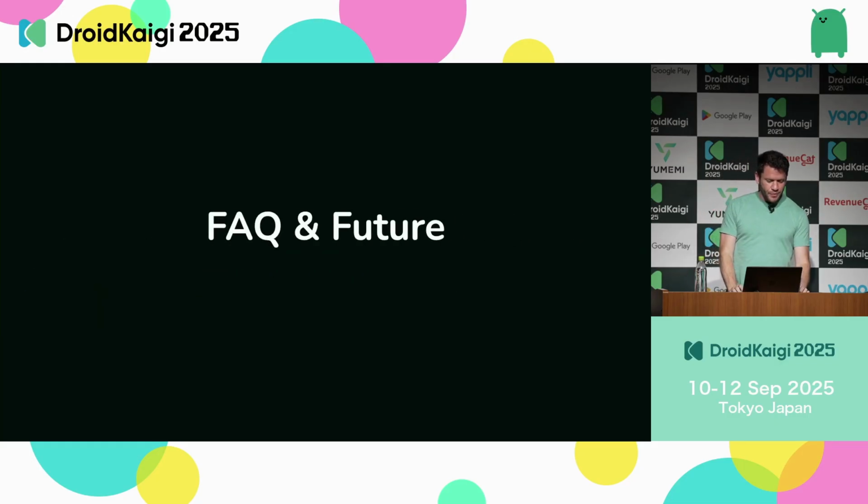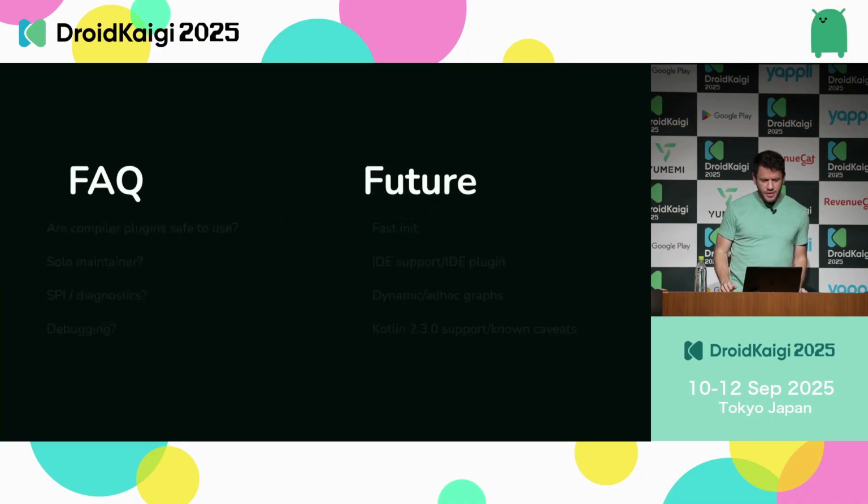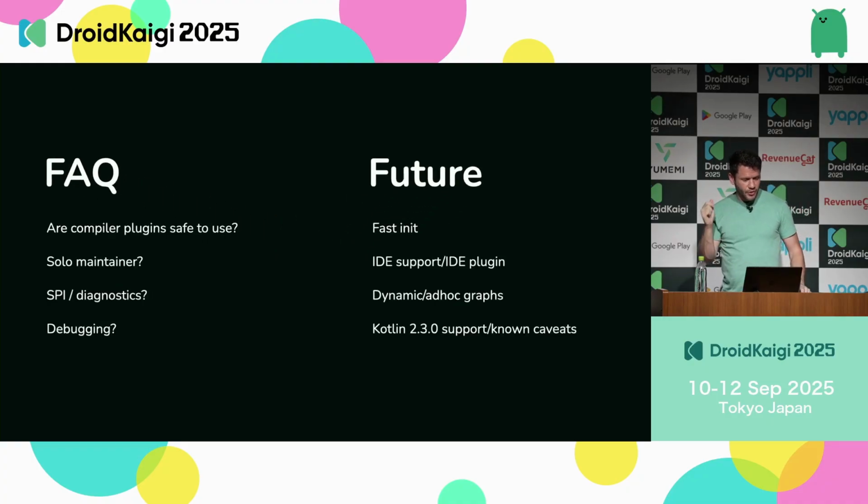Lastly, I want to address a few frequently asked questions and also some future plans. So in the FAQ, are compiler plugins safe to use? And the answer to that is they're stable for use. The API is unstable. That said, it's fairly straightforward to maintain releases. I try to release them within same day, and we get plenty of pre-releases as well. Sorry, translators, that was not in the doc.